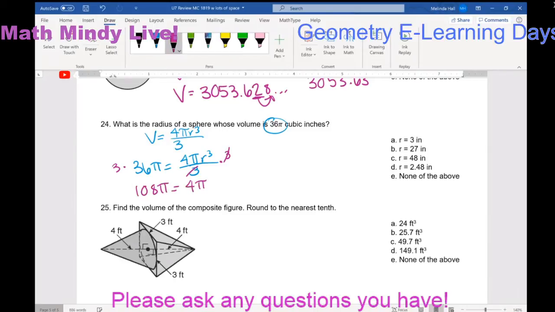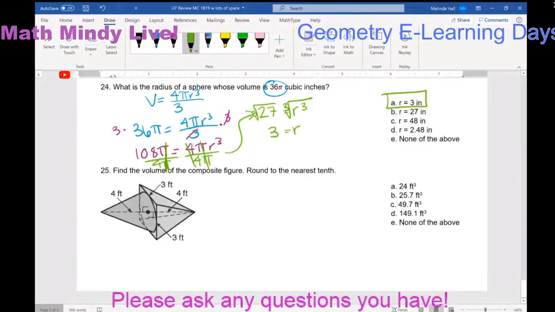And so then I'd have 4 pi r cubed left. And then I would divide by 4 pi, because then the pi's cancel out. And 108 divided by 4 would give me 27. So then 27 equals r cubed, and when you take the cube root, that would mean that r is 3 inches. And you can always check by plugging it back into the formula and getting the same number that they told you, but it does work out to be 3.